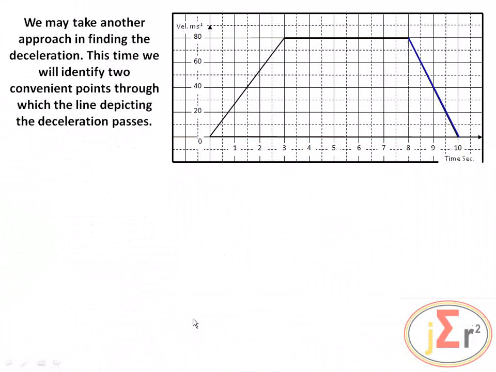We may take another approach in finding the deceleration. This time we will identify 2 convenient points through which the line depicting the deceleration passes. So we have 80 right there, 8 and 80, and here we have 10 for the x, no y movement or no movement in the direction of the velocity axis, so 0 for the accompanying velocity ordinate.